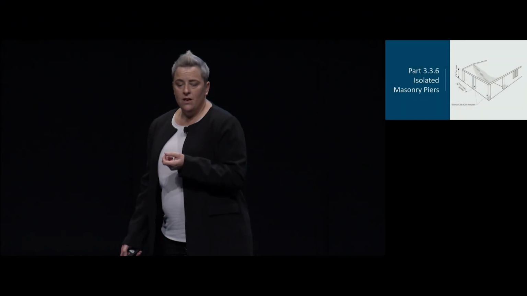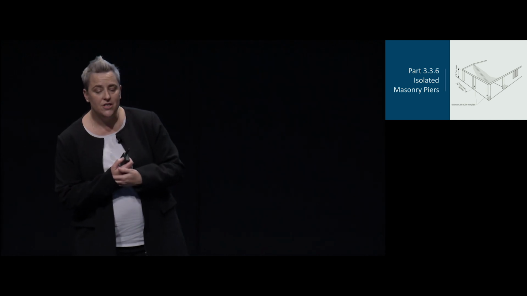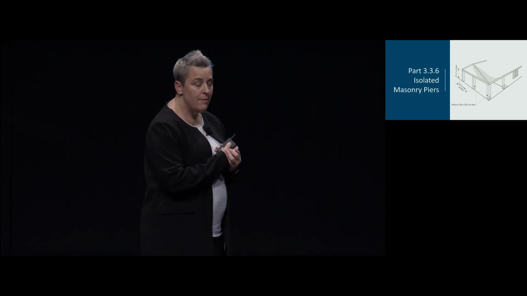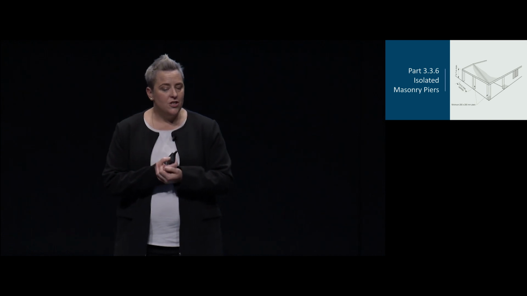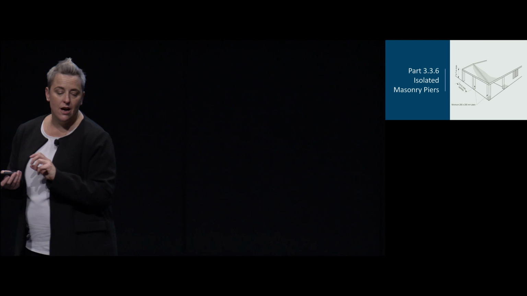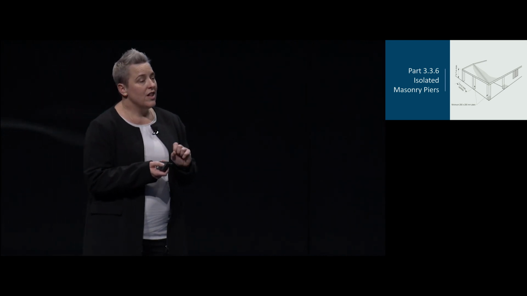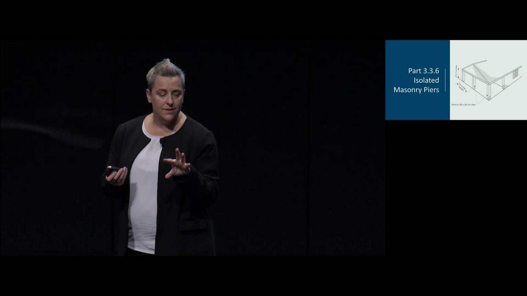So there's also been a new acceptable construction practice for your isolated masonry piers that was introduced as of the 1st of May, and it's part 336, so for your isolated masonry piers. And the acceptable construction practice provides you provisions for piers supporting a roof structure forming part of the main roof, or attached to a wall of a Class 1 building and a freestanding carport. So there are the limitations where this can be applied.